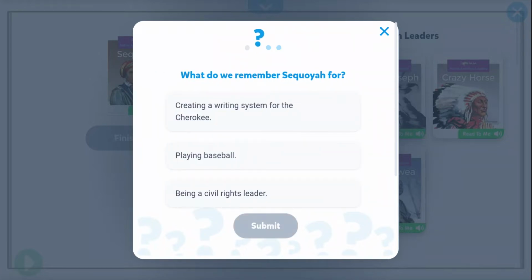What do we remember Sequoyah for? For creating a writing system for the Cherokee? For playing baseball? For being a civil rights leader? Which one would you choose?